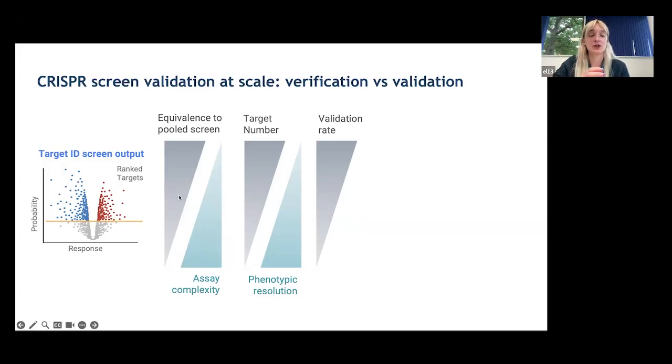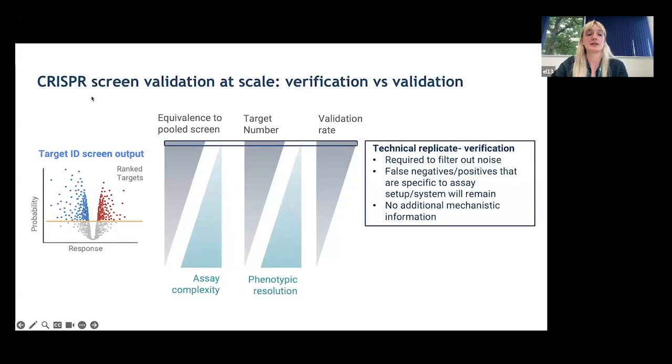So if we look at where we could place ourselves when designing a target ID screen, as I said, if we sat up here and performed a technical replicate of the pooled screen, this is verification of your pooled screening data set. That is something that is required to filter out noise that's inherent to the system. But by doing this, you're not going to be able to filter out any false positives or false negatives that are specific to that screening system.